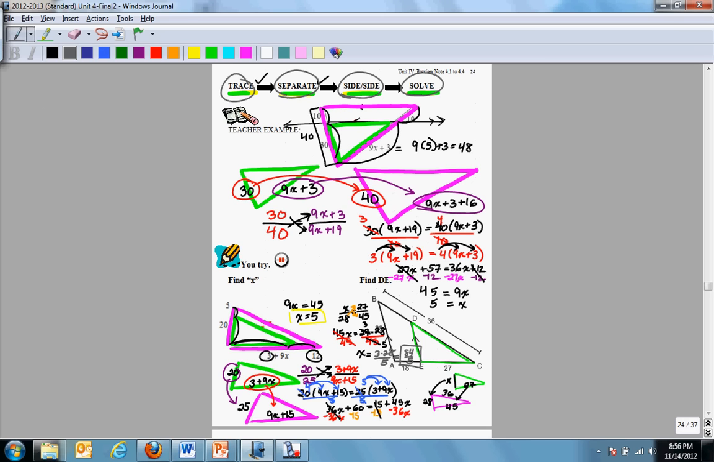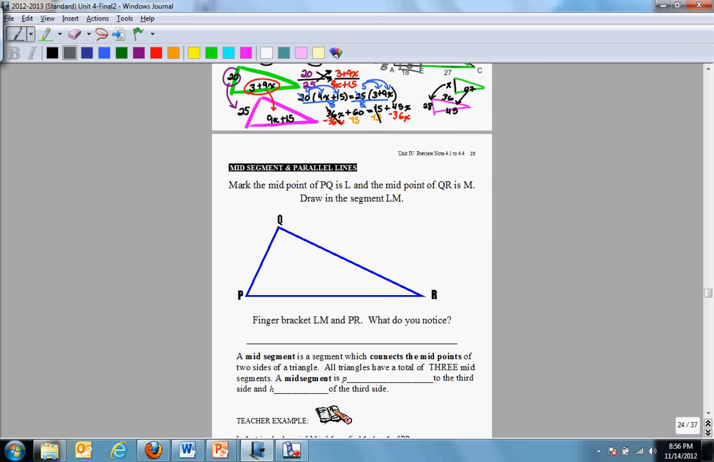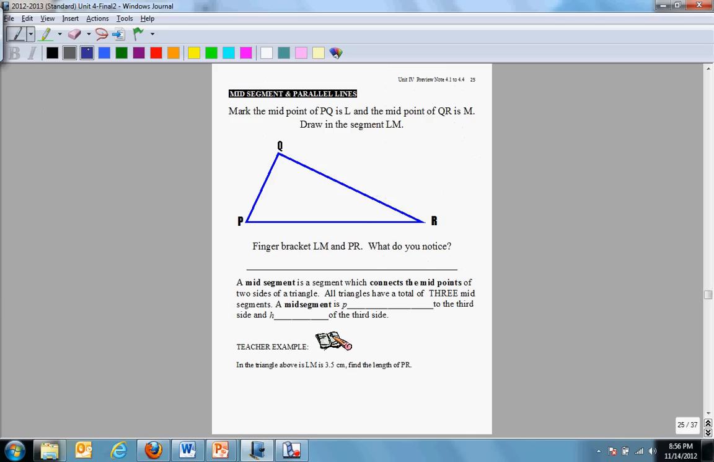Now there's two more simple concepts you need to be able to master, and that's this. We want to find the midpoint of PQ. We're going to call it L. So midpoint of PQ, call it L. So there's L, hatch marks. And the midpoint of QR, we're going to call it M, hatch marks. Now we're going to draw in a segment connecting these two, L and M. And because that connects midpoints, this is called a mid segment.